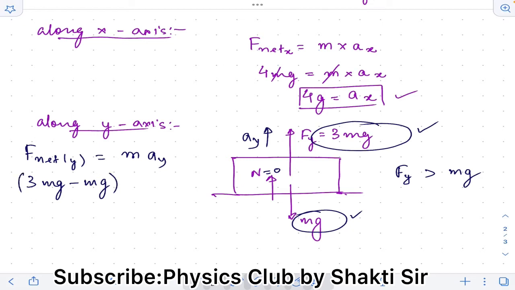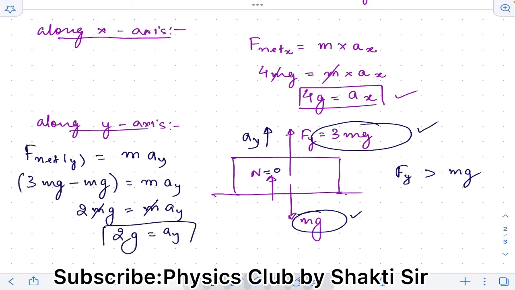So this is the net force along the y-axis equals mass into acceleration. So we have 2mg equals mass into acceleration. Mass terms cancel each other, so 2g is the acceleration along the y-axis. So now we have calculated the acceleration along the x-axis and the acceleration along the y-axis.